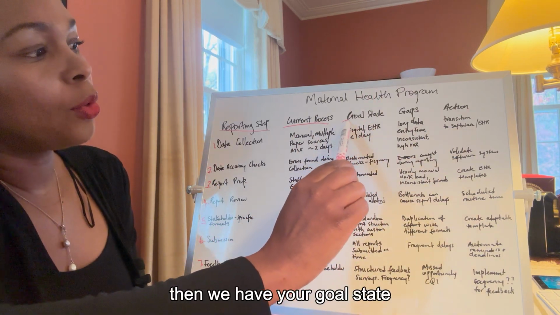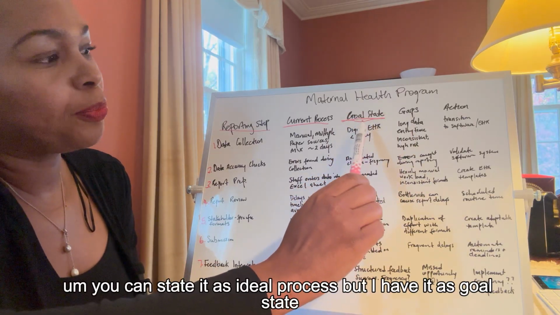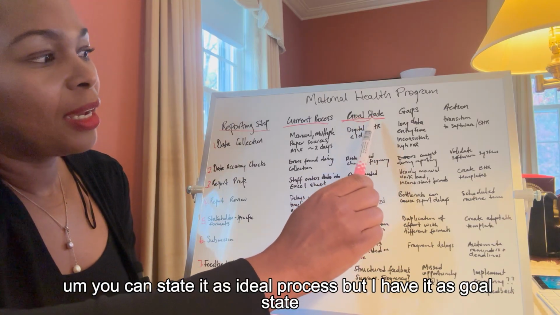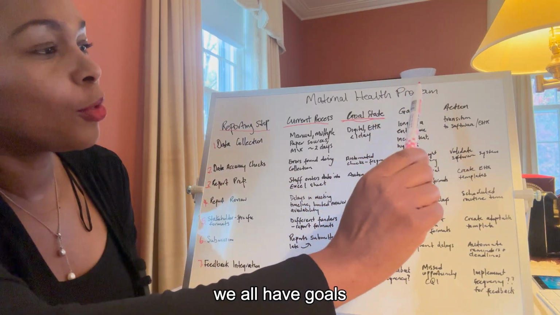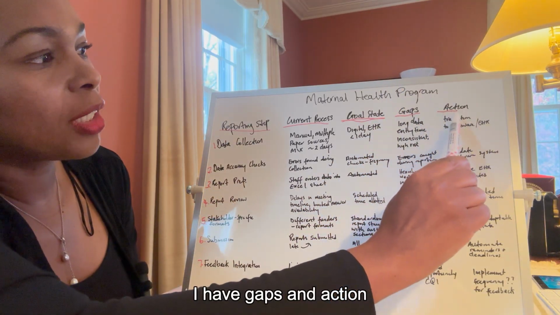Then we have your goal state. I like to talk about goal state. You can state it as ideal process, but I have it as goal state. We all have goals. I have gaps and action.